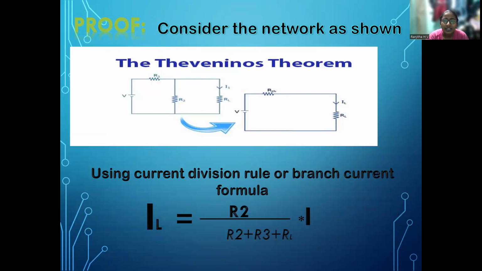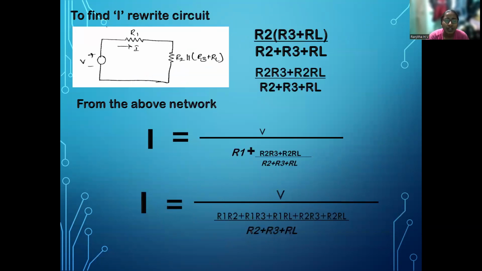Proof. Consider the network as shown in the figure. Using the current division rule or branch current formula, IL is equal to R2 divided by R2 plus R3 plus RL. Next, to find I, rewrite the current with R2 in brackets: R3 plus RL divided by R2 plus R3 plus RL. Then we multiply R2 within the bracket, that is R2R3 plus R2RL divided by R2 plus R3 plus RL.